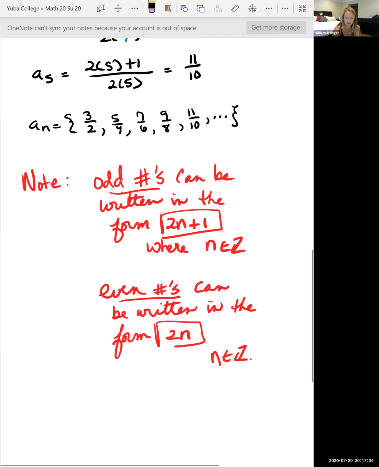So sequences aren't too bad. It's pretty much just finding terms of a sequence. So you're just basically plugging in integers, starting usually at 1, 2, 3, 4, etc., wherever you see an n in your formula for the nth term. And those can give you terms of the sequence.